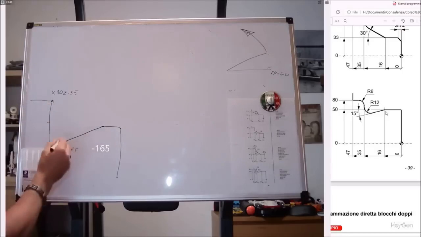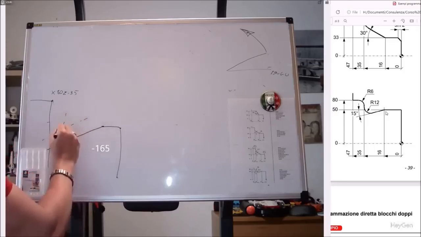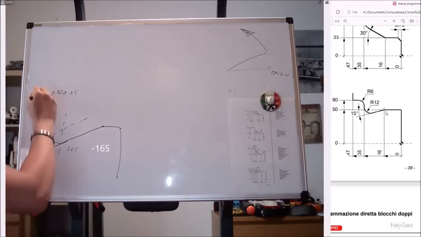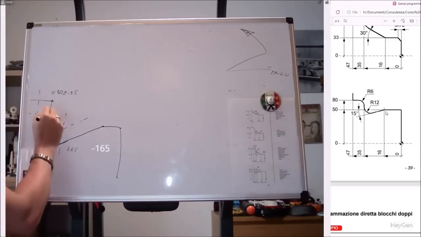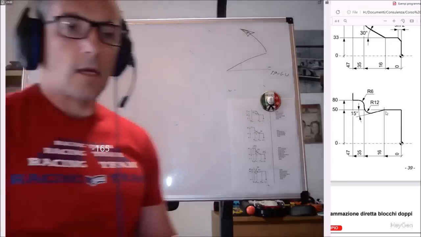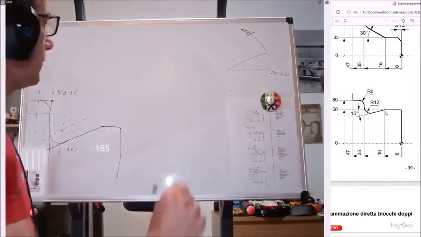Then, once I have done this, it won't be a problem to draw a parallel. A parallel, find this point and trace the radius. Just as it won't be a problem to draw a parallel and make the radius. This is because the machine only needs the points suitable for obtaining the drawing.